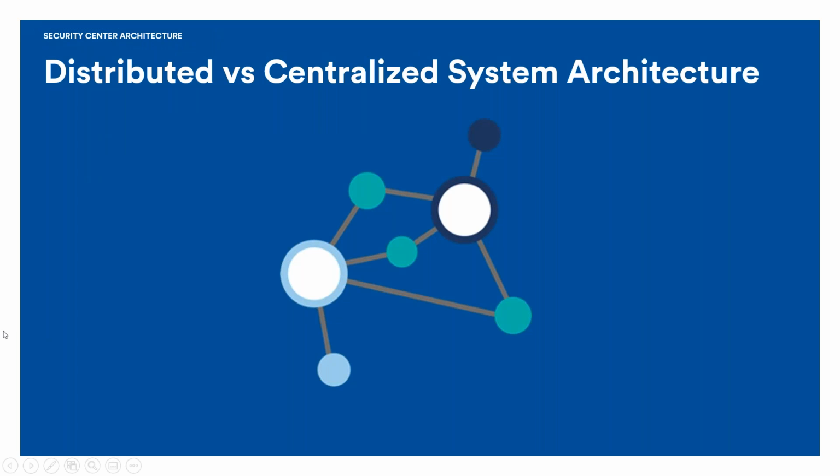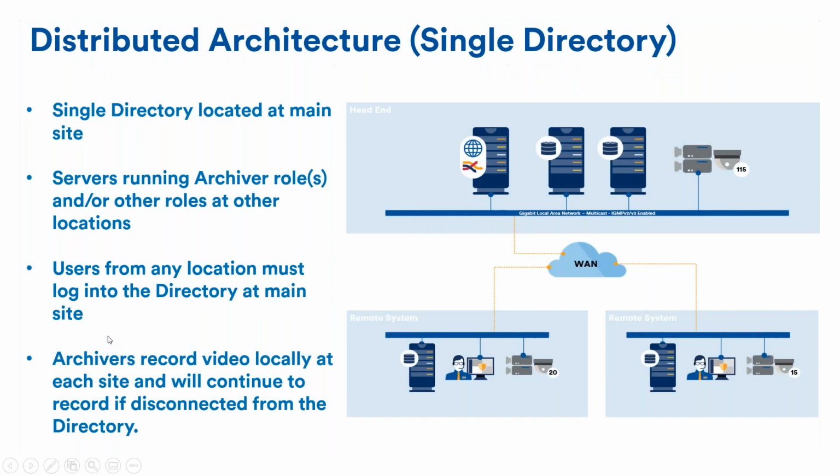When we talk about security center architectures, there's two basic types of architectures in a Genetec environment. One we call distributed, and the other is called centralized. And this gets back to the notion of the roles being portable. So in distributed architecture, we say that there's a single directory role. The directory role, which manages client connections and holds the configuration database, we consider kind of to be the main role. It's not that if the directory goes offline, the whole system shuts down.